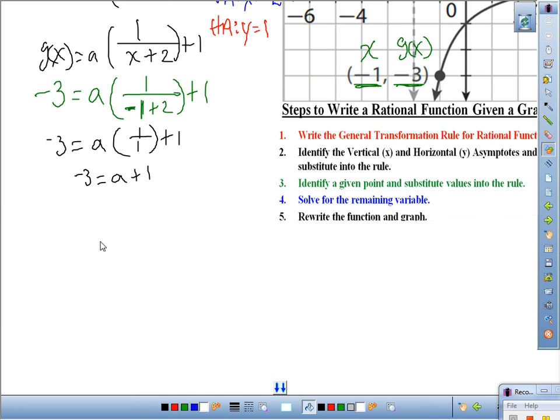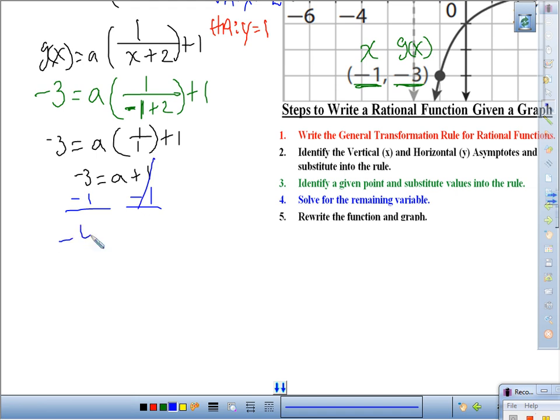All right, and all we have to do is solve for a. Is that correct? Yes. -1 minus 1, -4 equals a.